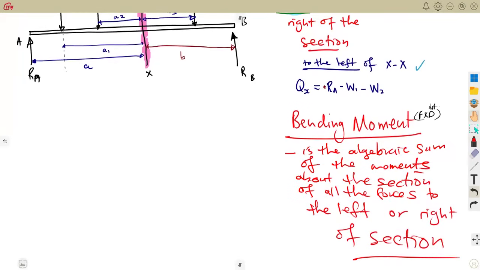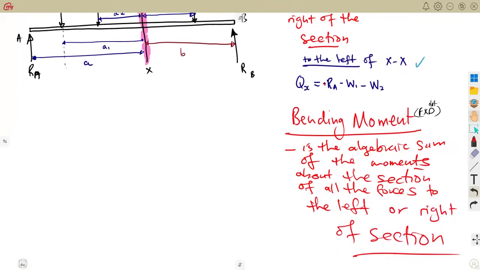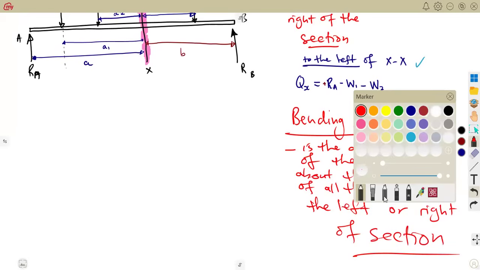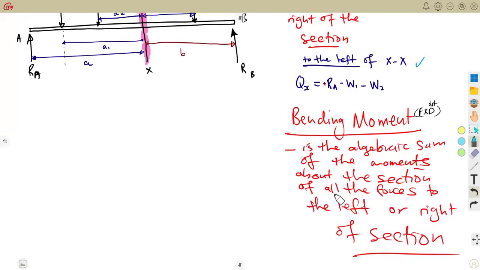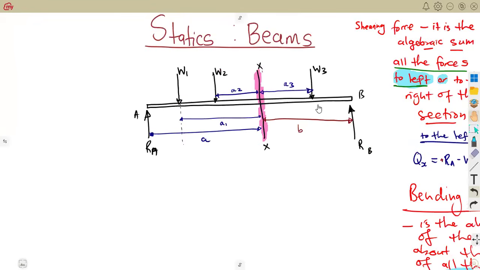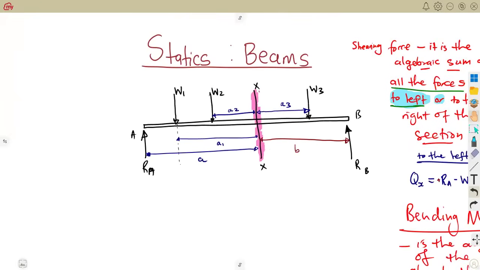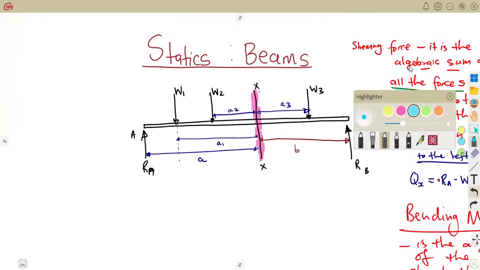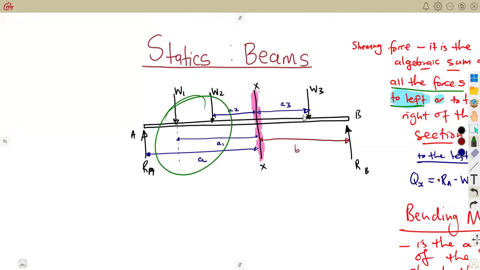We can work with the left side or work with the right side of the section. So what is important is that you have to combine them, but they can be to the left or they can be to the right. That is the most important part. You don't combine everything that you see on your diagram, guys. Because if you combine everything about that section, what is taken from the left and what is taken from the right, you get a zero. So you only work with one side. If you are working with the left side, calculate from the left side.